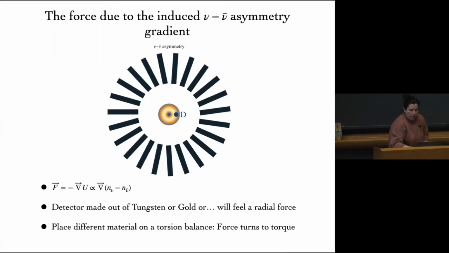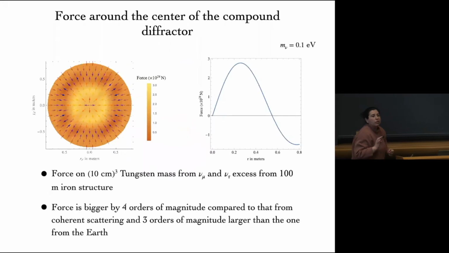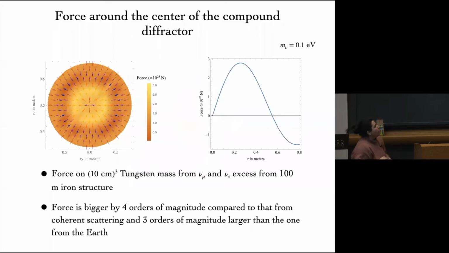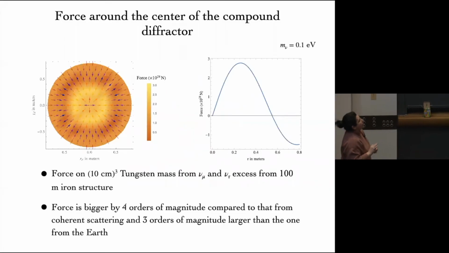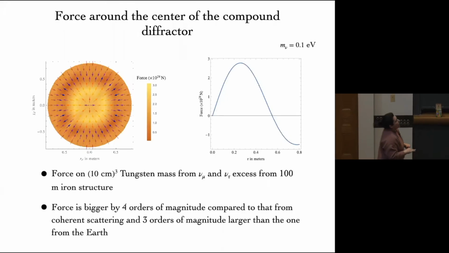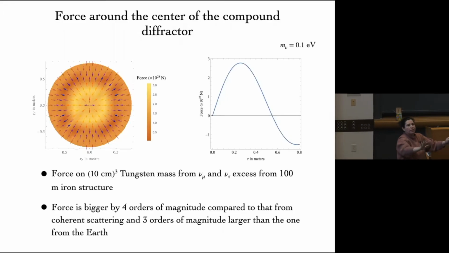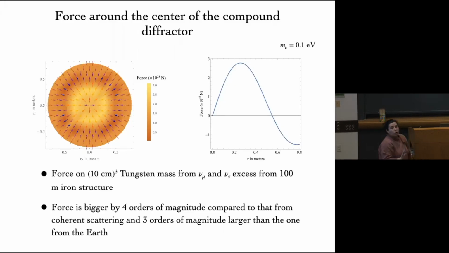And this is what the force field looks like. If I assume that I have a 10 centimeter tungsten mass, and I take my best case scenario to maximize the signal, I assume I have either a muon or a tau neutrino of mass 0.1 eV, and I'm using the biggest structure that I assumed, which is 100 meters.